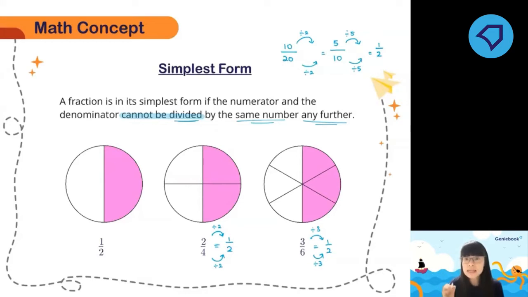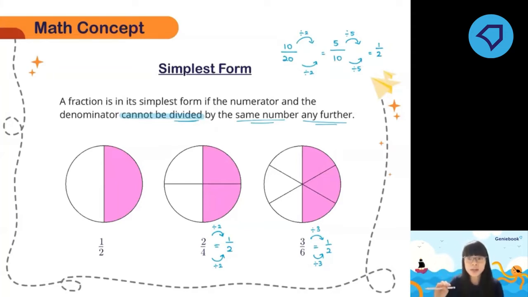But this one is if, for example, you're not sure, if the number is very, very big and you're not sure what you can divide by, you can always start with dividing by 2. Can 10 be divided by 2? Can 20 be divided by 2? If so, then let's do that, okay? If you cannot, then think about it. Can 10 be divided by 3? Can 20 be divided by 3? If cannot, you move on to the next number, okay?